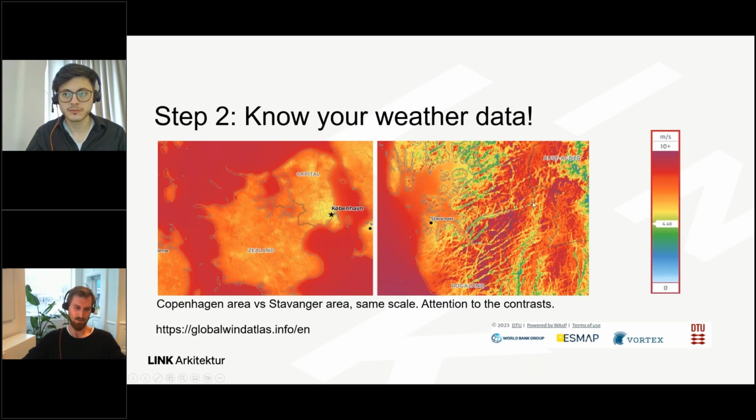This is obviously due to the terrain up there, but it also means that I can't just do a wind simulation over here and use the data from Stavanger. That would be possible in Copenhagen, to use the data from the airport and work in here.